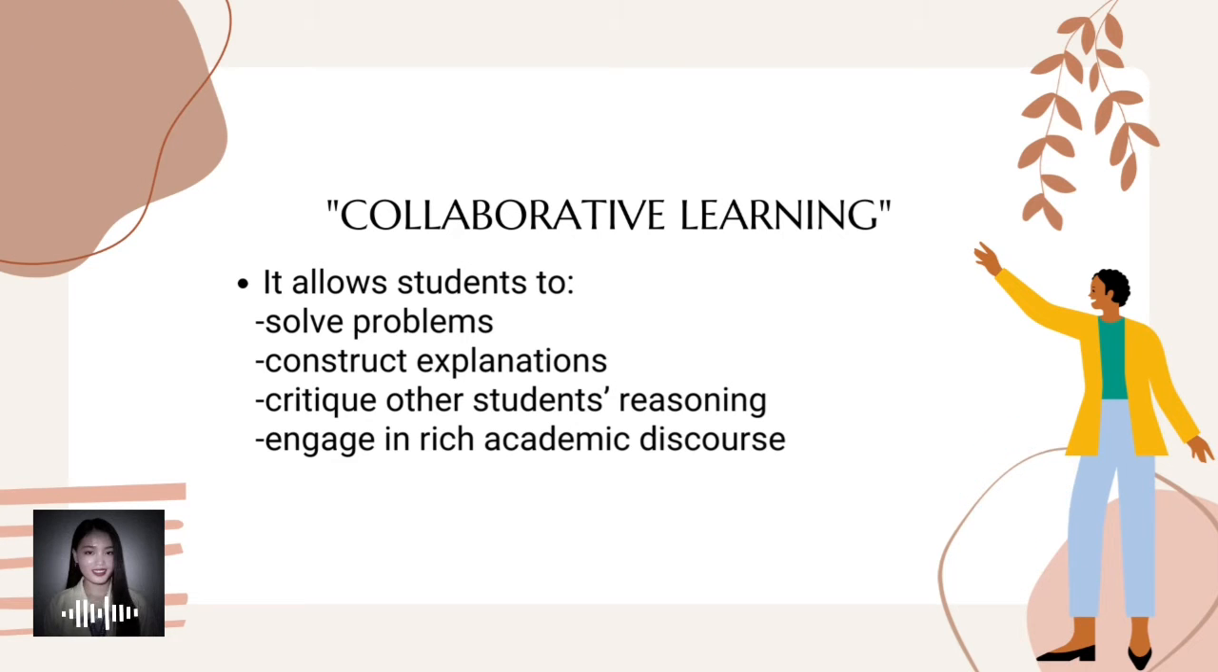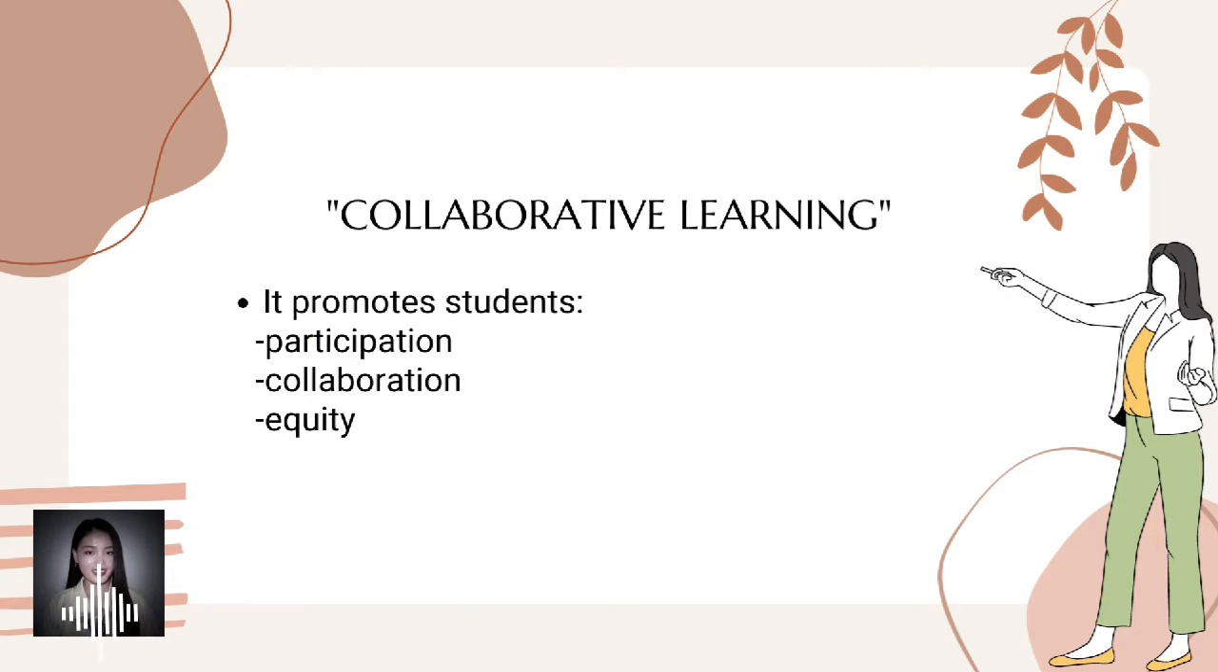Collaborative learning allows students to solve problems, construct explanations, critique other students' reasoning, and engage in rich academic discourse. The group feedback strategy can help students learn effective group-level behaviors and understand the interactions you expect. It promotes students' participation, collaboration, and equity.